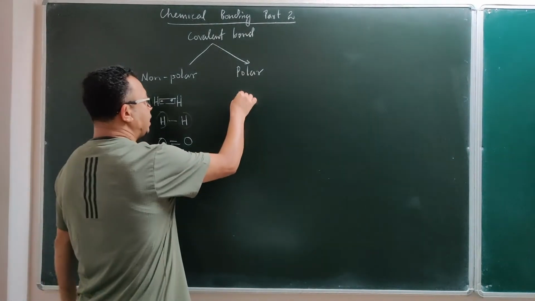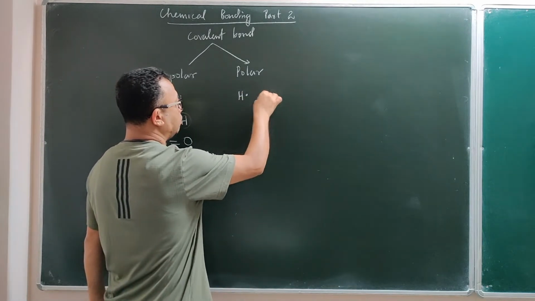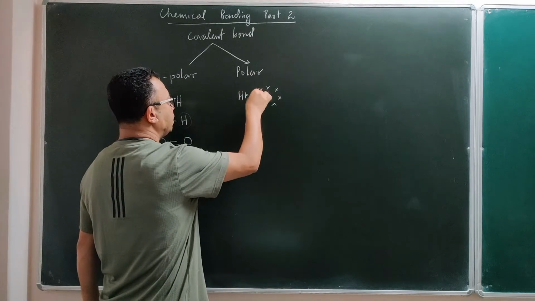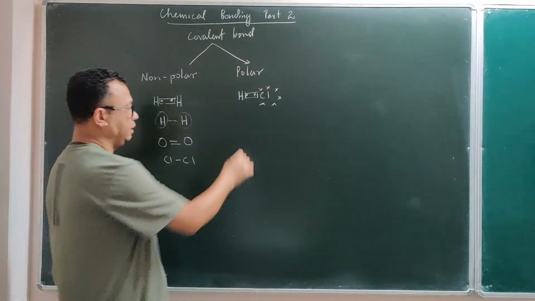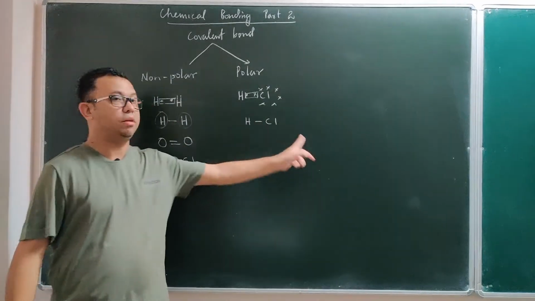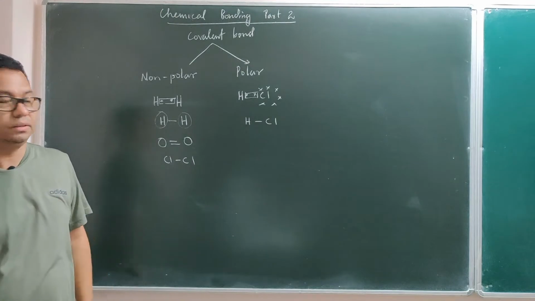But when the combining atoms are different, let us combine hydrogen with chlorine. Hydrogen has one electron, and chlorine has 7 on the outermost shell: 1, 2, 3, 4, 5, 6, 7. They will share one pair of electrons here like this, and HCl is formed. So here you have a single covalent bond between the two. Hydrogen has a duplet and chlorine has an octet.